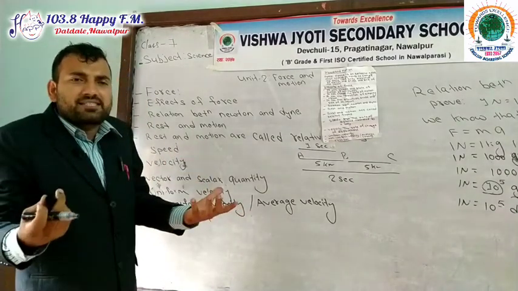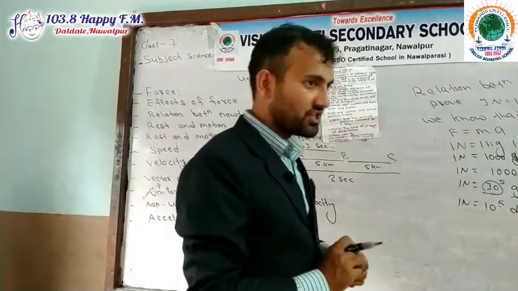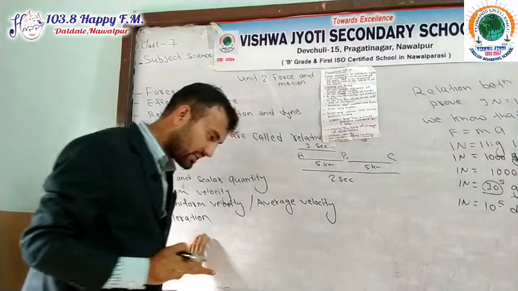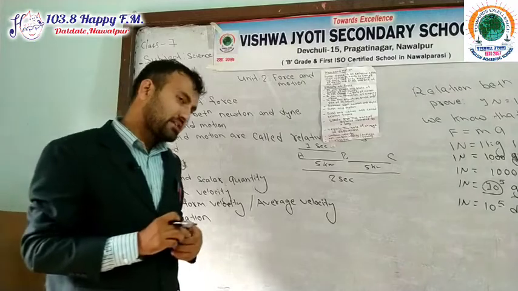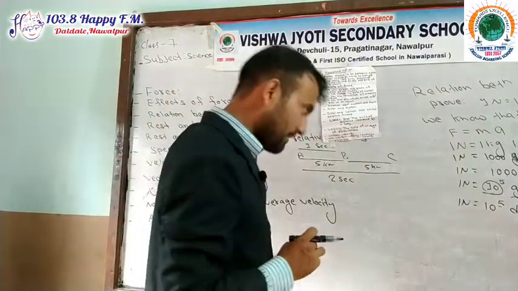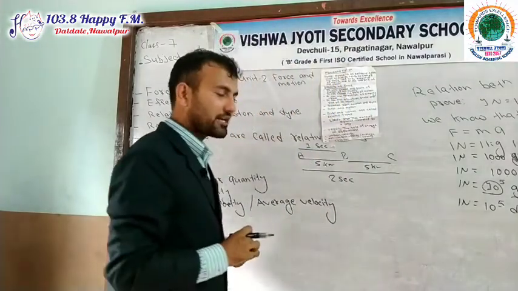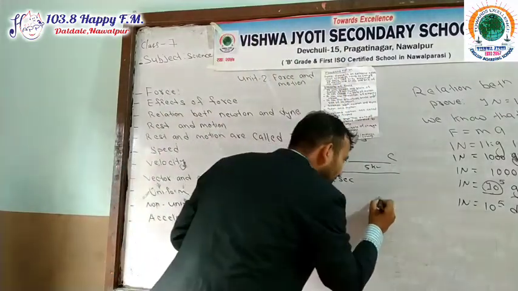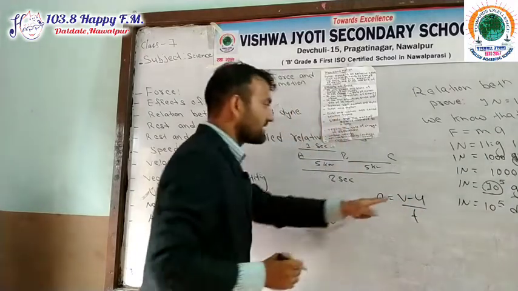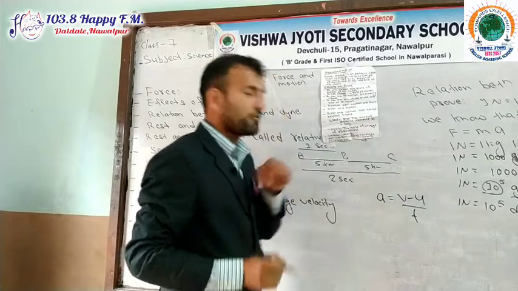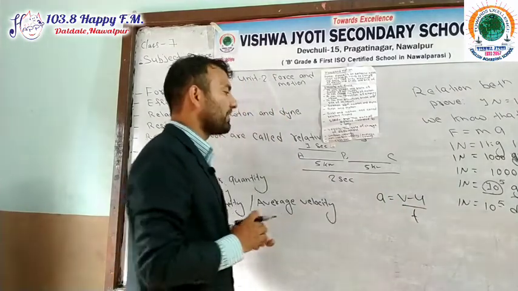What do you mean by acceleration? The rate of change in velocity is known as acceleration. It is denoted by small a. Its SI unit is meter per second square. In mathematical terms, we write a = (v - u)/t. It means change in velocity per unit time is known as acceleration.